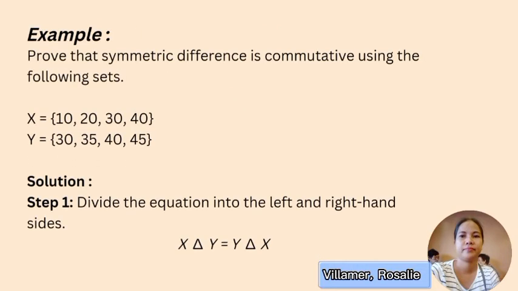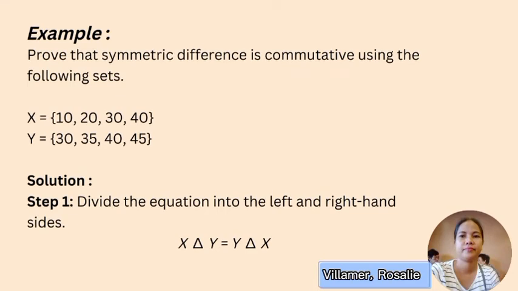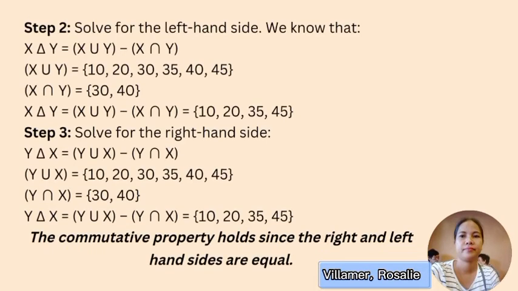Here are some examples that prove that symmetric difference is commutative using the following sets. X is equal to the set of elements 10, 20, 30, and 40. Y is equal to the set of elements 30, 35, 40, and 45. Here are the steps that we need to follow in finding the solution. Step 1. Divide the equation into the left and right-hand sides. X delta Y is equal to Y delta X. Step 2. Solve for the left-hand side.